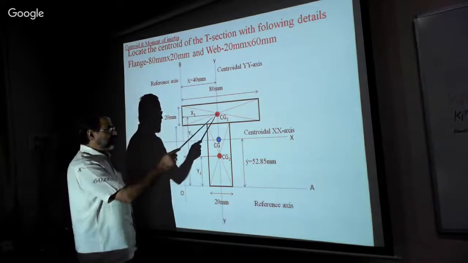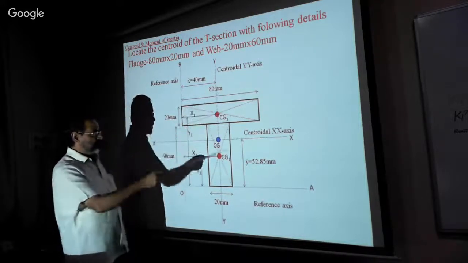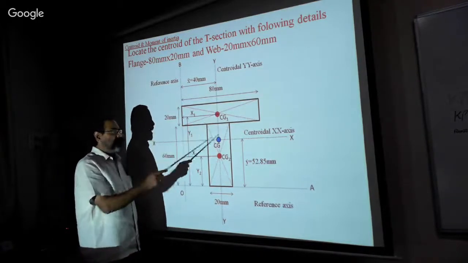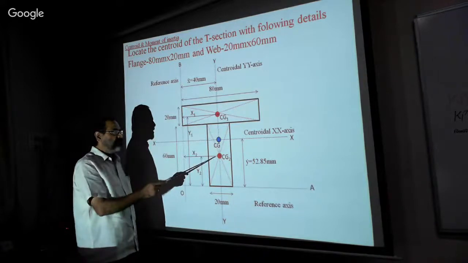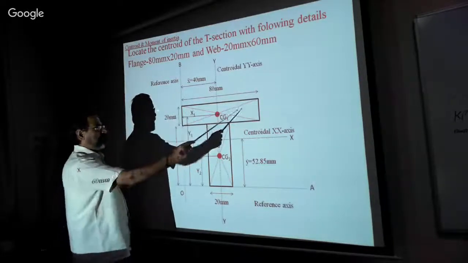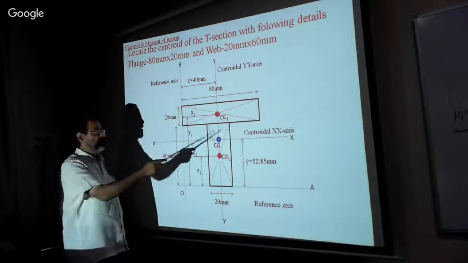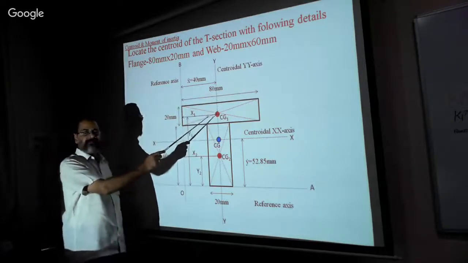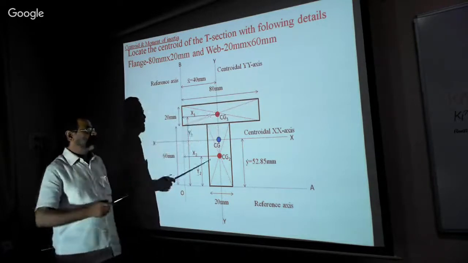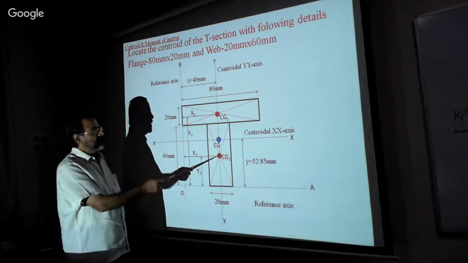This has one centroid, the other rectangular section has another centroid, and the T section has another. There are 3 centroids: one centroid for rectangular section 1, another for rectangular section 2, and a centroid for the T section. Now see, this is area 1, section 1. This is area 2, section 2. How to calculate the centroid of the T section? We know the centroid is easy to calculate for these sections. For section 1, rectangular, just joining the diagonal we get the centroid. Similarly, for this rectangular section also, just join the diagonals and we will get the centroid.